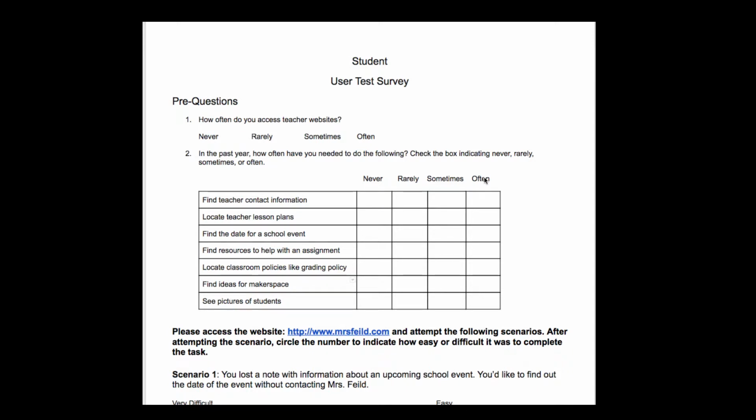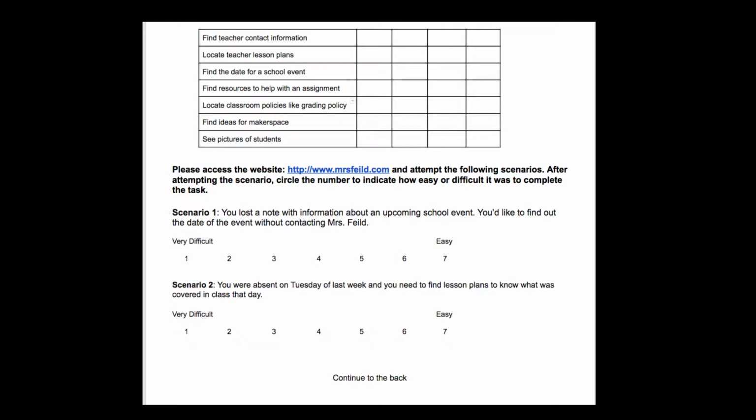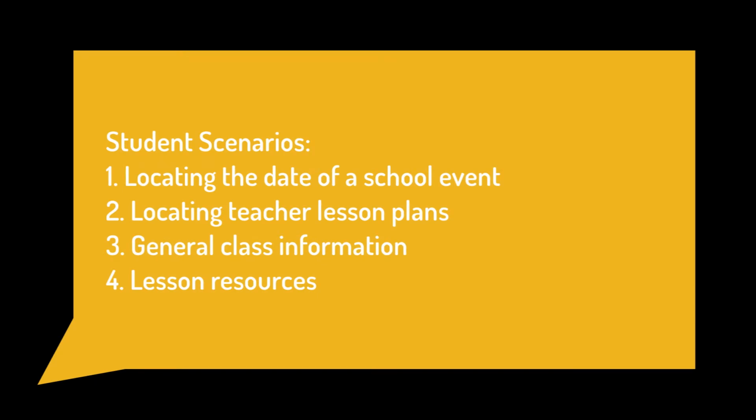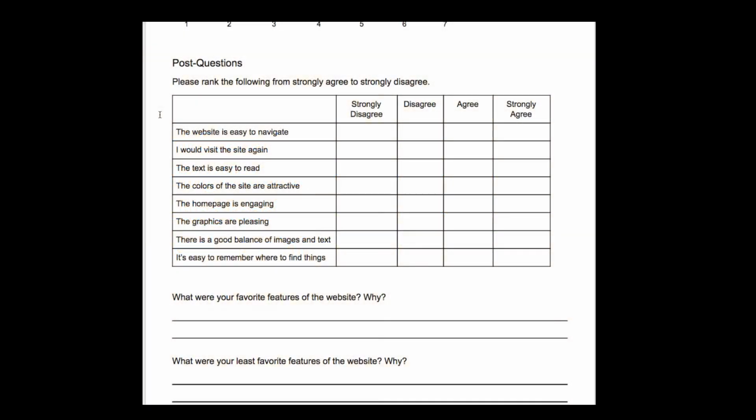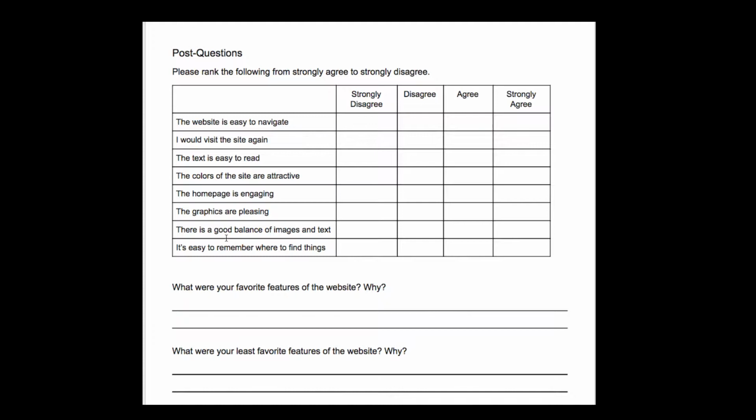After students completed the pre-question survey, I instructed them to go to the website mrsfield.com and attempt 4 scenarios. I also asked them to rate each scenario on how easy or difficult they were to complete on a scale from 1 to 7. The scenarios the students attempted had to do with things such as finding the date of a school event, finding teacher lesson plans, or about the class in general, or to find resources to complete an assignment. Students were directed to go directly to the post questions when they finished the task scenarios.